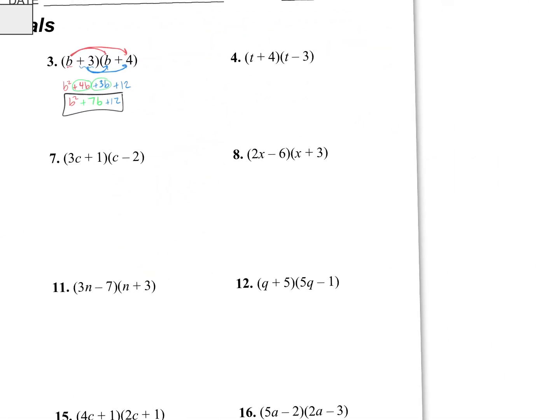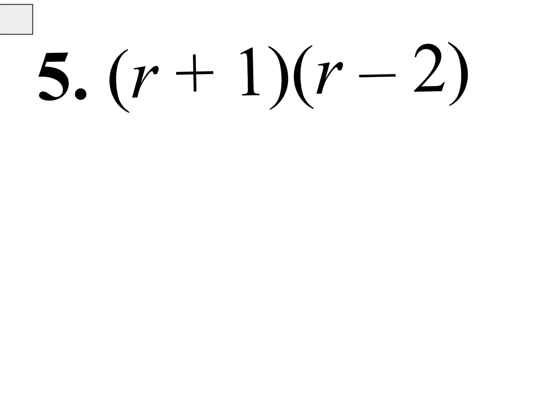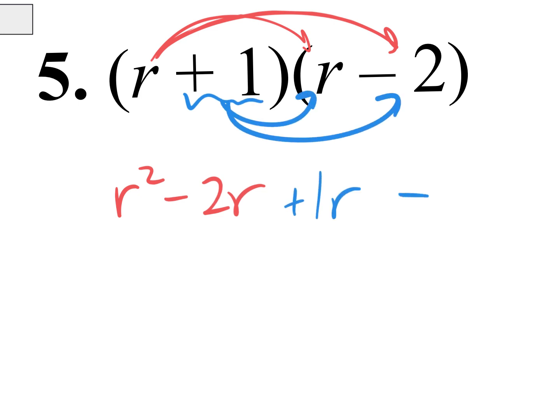Number 5. Where is 5? There it is. It's too easy. I know it's boring. R times r, r squared. R times negative 2, negative 2r. Positive 1 times r, positive 1r. Positive 1 times negative 2, negative 2.